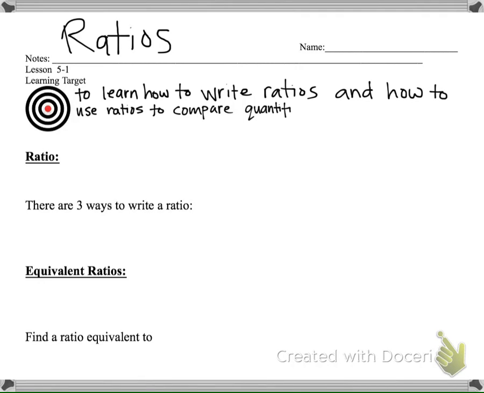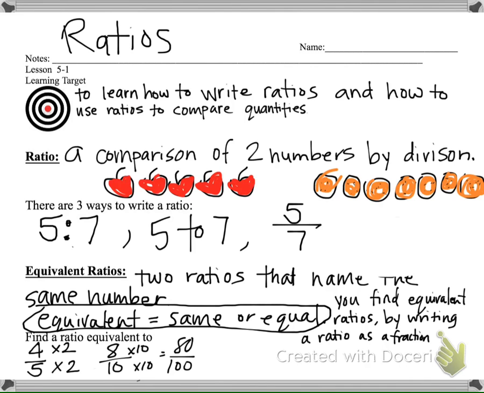Hello, today we are going to be talking about ratios. This is lesson 5.1 in your book, if you want to follow along. Our learning target for the day is to learn how to write ratios and how to use ratios to compare quantities. The biggest thing that we're going to do here today is talk about what a ratio is and talk about the 3 different ways on how we solve them.